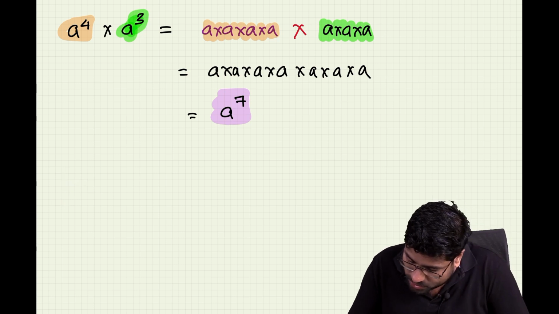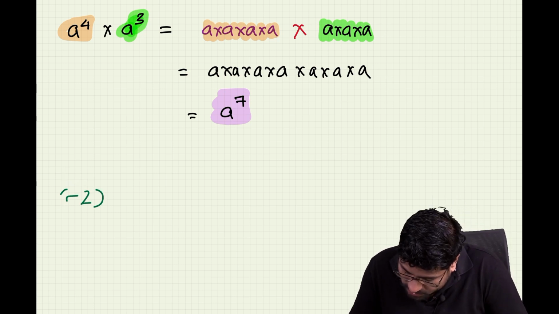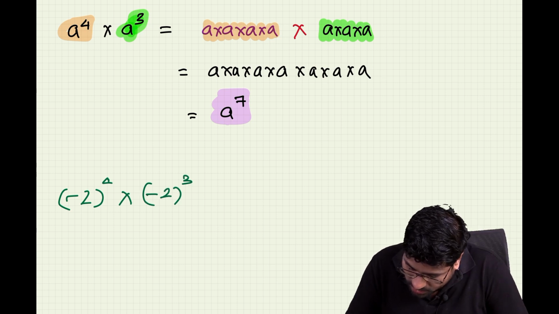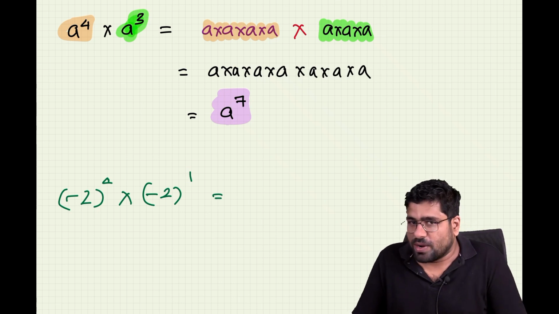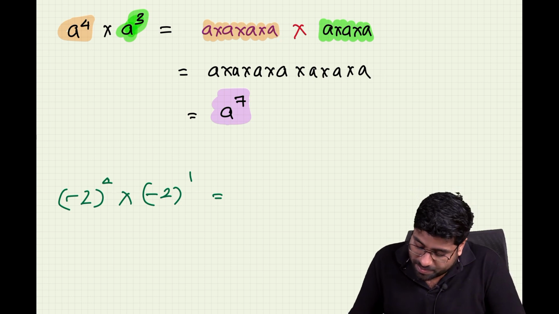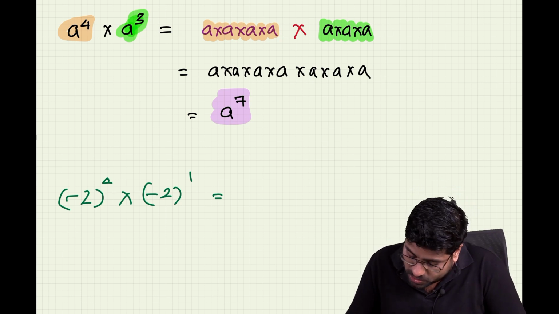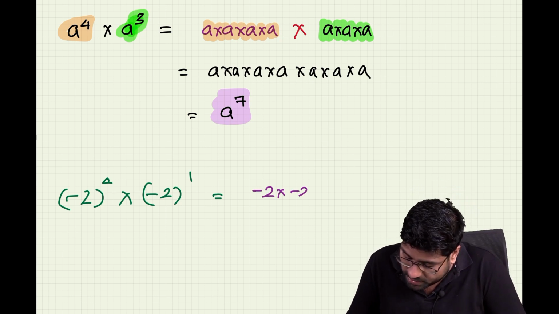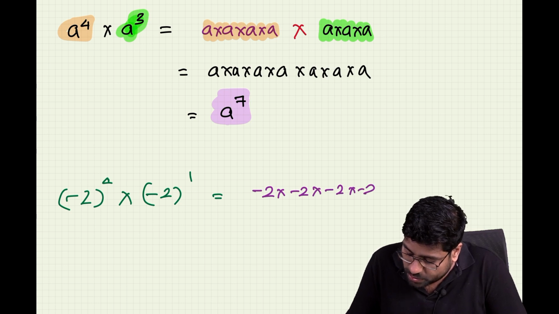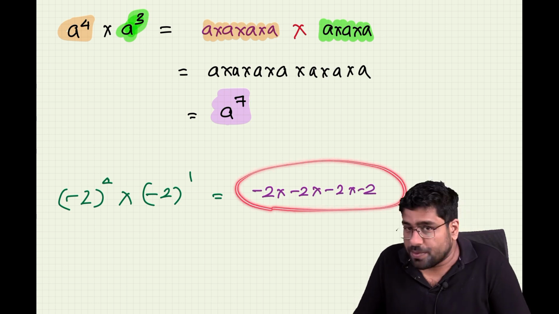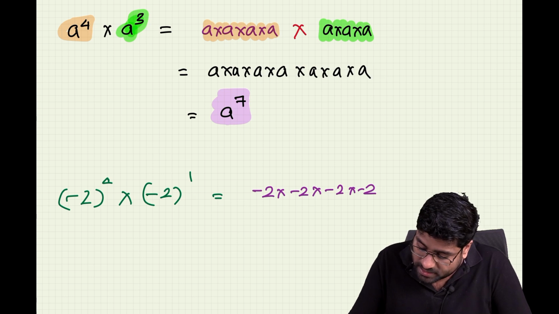So that is going to be minus 2 the whole raised to 4 into minus 2 the whole raised to 3. No, I don't want 3. I'll go ahead with 1. So let me write it down for you. Minus 2 into minus 2 into minus 2 into minus 2. How many times did I write it for you? 4 times. So let's highlight it and keep them together.